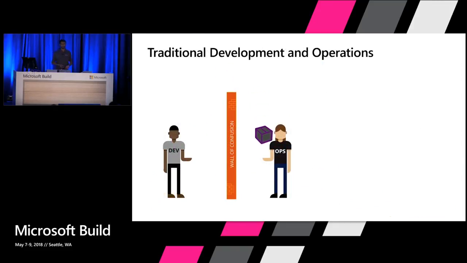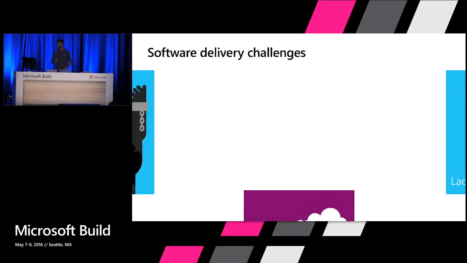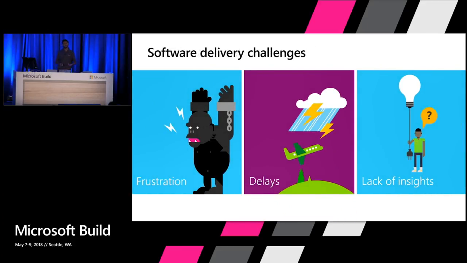In a traditional workflow, developers write something, they hand it over to IT or operations who's configured an environment, and sometimes it doesn't work. There's miscommunications, there's emails, there's tickets, there's meetings, and it doesn't work. It's a disaster. It takes forever. Software delivery has lots of frustrations because of inefficiencies in the process. There are delays, and there is a lack of insights into what the user is doing and what can make users' lives better.